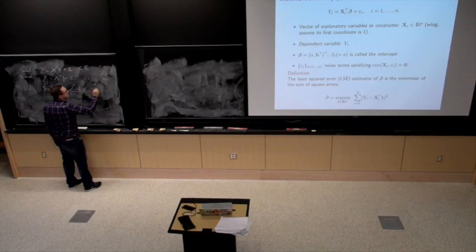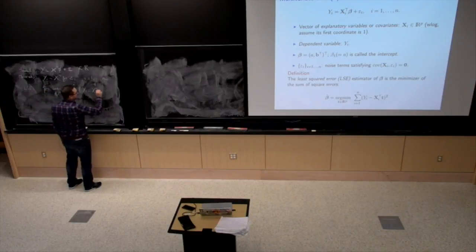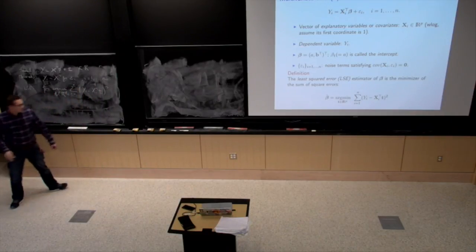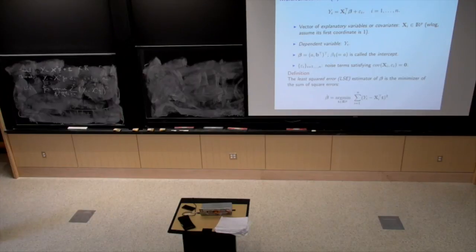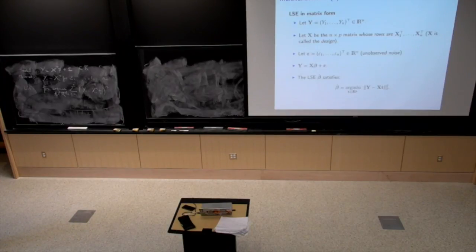of yi minus xi transpose t. Okay, I just pick whatever notation I want for my variable, and let's say it's t. Okay, so that's the least squares estimator.